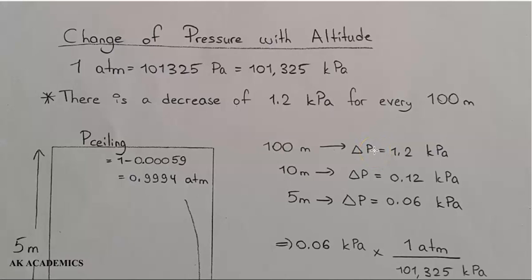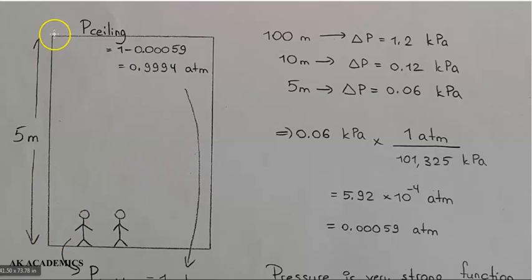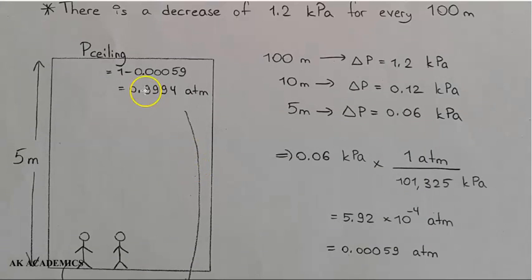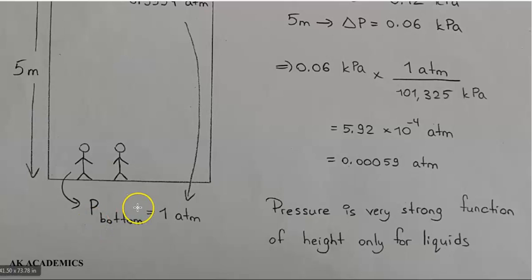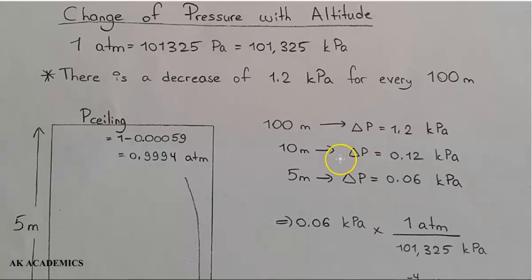Pressure normally changes with altitude. The higher the altitude, the greater the pressure. As you can see, we have a 5-meter altitude here. We have people working at the bottom, and then we have the ceiling. The pressure at the ceiling is expected to be higher than the pressure at the bottom.